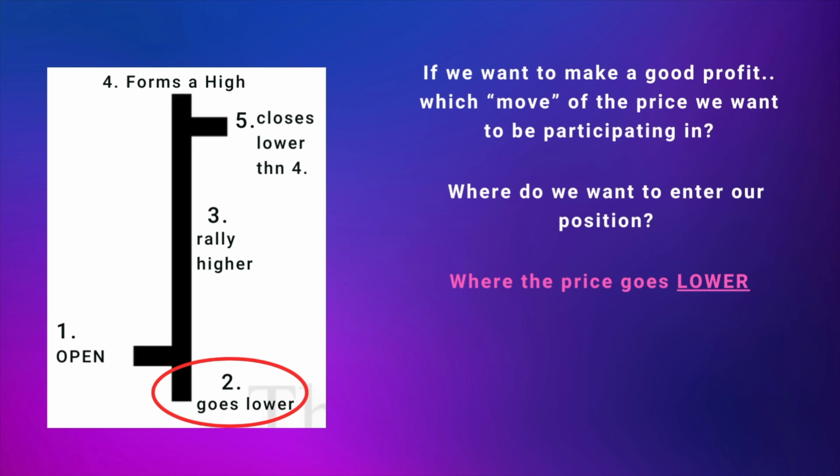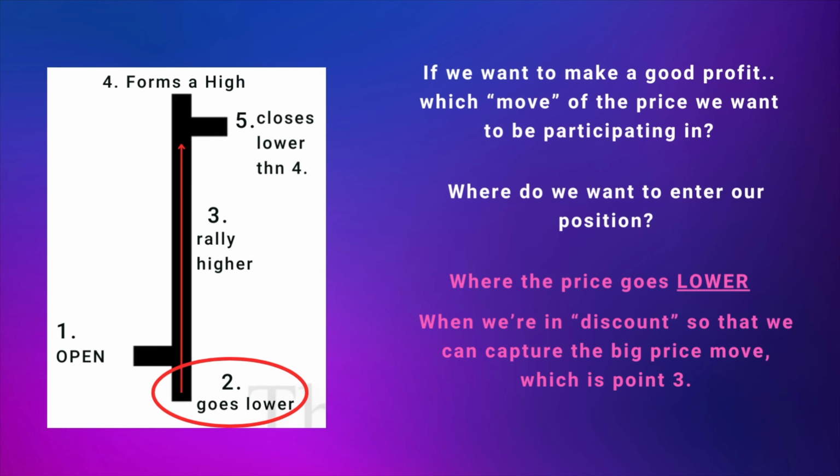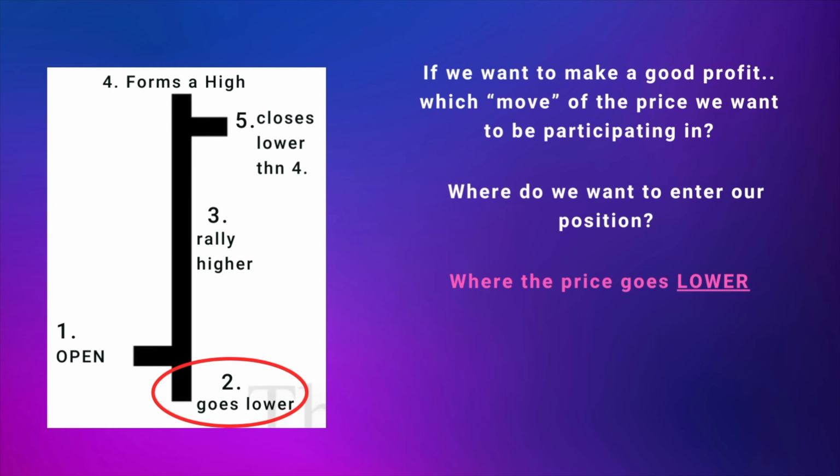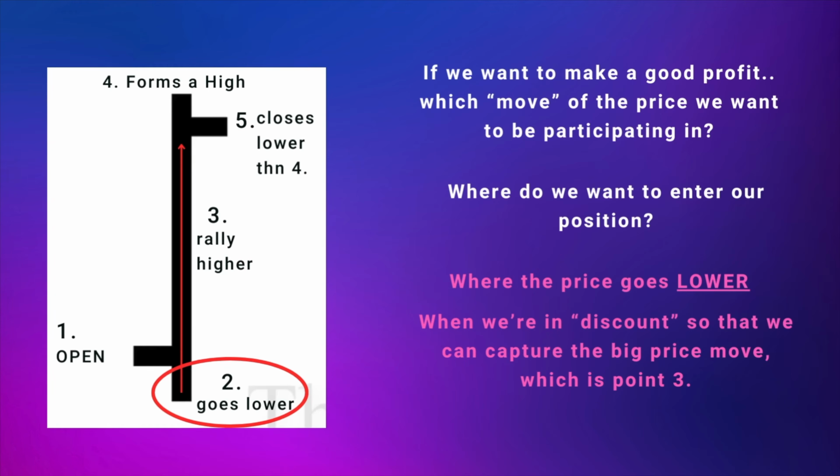Yes, because by the price going lower than the opening price, it's actually an area in which we get a sort of discount, right? And so when we are in discount, what we want to do is capture the price rally higher, the rally of point number three. And we can do that only when we enter in point number two. And we want to be exiting around point number four, where the price is at point number four.